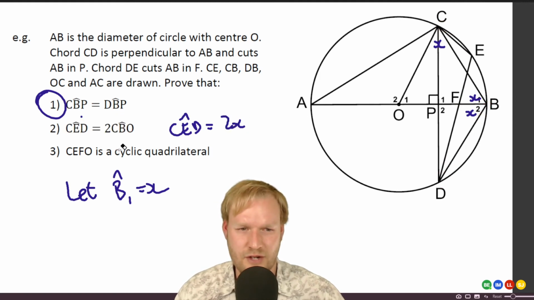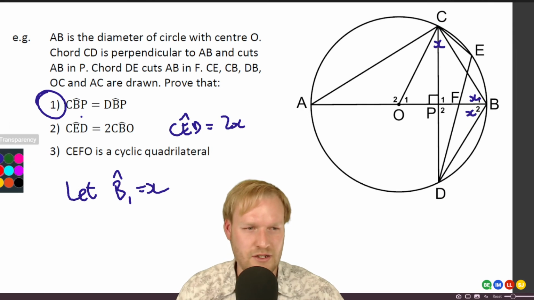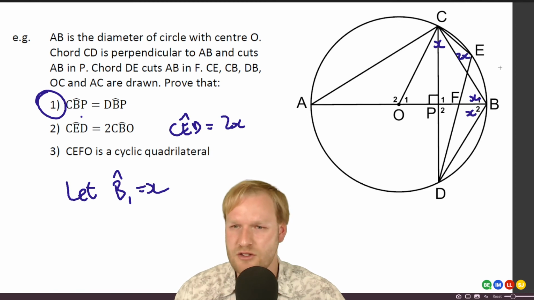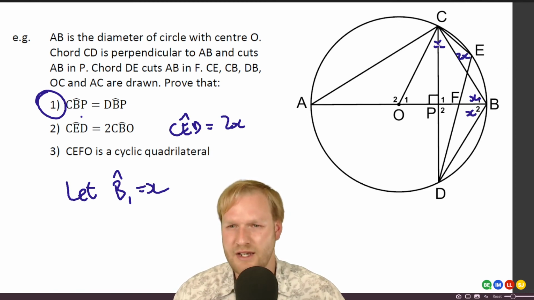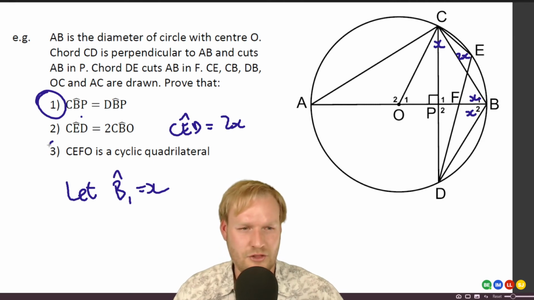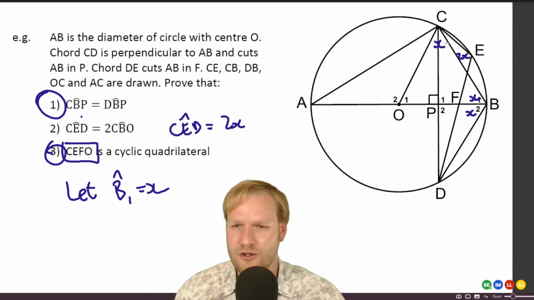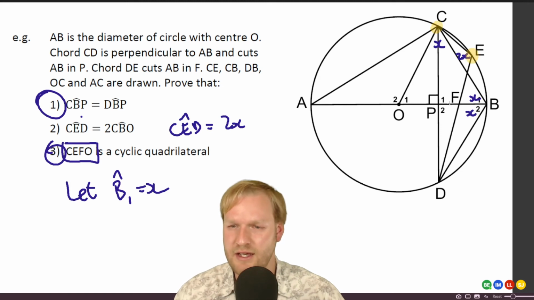Okay, so if we've got that now, let's put that in our diagram. I'm going to rub out these things we don't need. So here we go. There we go. So this angle here is 2x. We know that x, I don't know if we're going to need it, but I'm just going to leave it there for now. Third part, CEFO is a cyclic quadrilateral. So let's highlight our cyclic quadrilateral. CEFO.